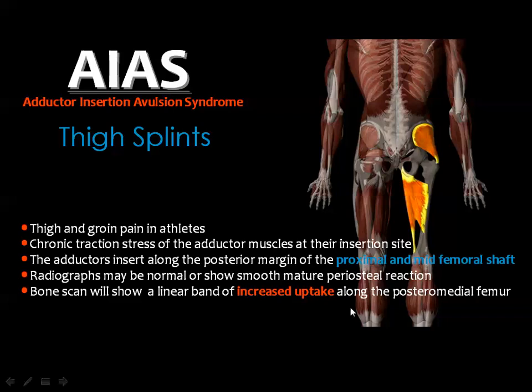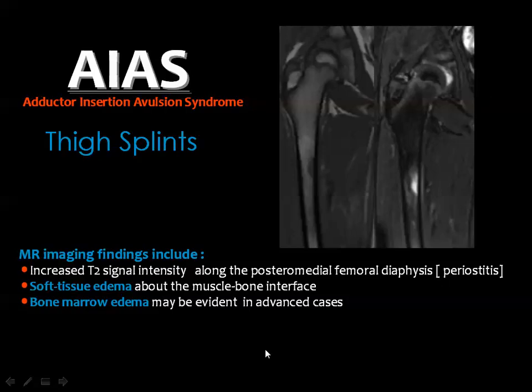Then in the plain X-rays, you may not see any abnormality apart from localized periosteal reaction at the insertion site. On the bone scan, you will see some increased uptake along the posteromedial aspect of the femoral shaft corresponding to the site of the adductor insertion. Then on MRI, you will see edema at the insertion site, and you may also see bone marrow edema of the femoral shaft, and sometimes you got edematous changes of the muscle itself.